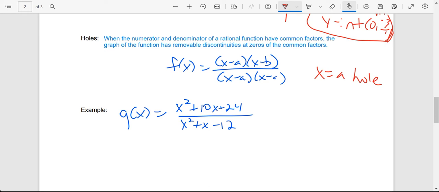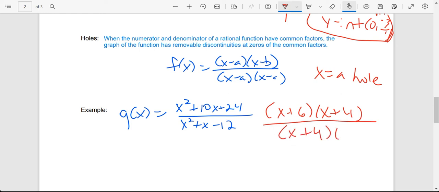Let's run an example. We have two polynomials in the numerator and denominator. Always factor. We want to know what the zeros are. So let's factor: x plus 6, x plus 4 on top, and x plus 4 and x minus 3 on the bottom. Are any of these factors the same? Yes, x plus 4. Therefore, x equal to negative 4 is not the vertical asymptote, and it's not an intercept. It's a hole.